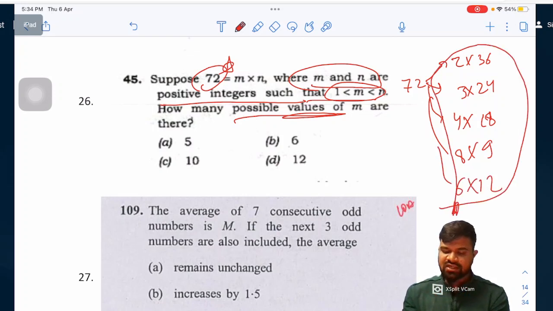These are the factors. You divide it by 2, 3, 4. You can divide it by all the single digit numbers and try to find the possibilities. So these are the only possibilities, so 5 will be the answer. This is the only way to do this question: just try to divide it and find all the possible factors.